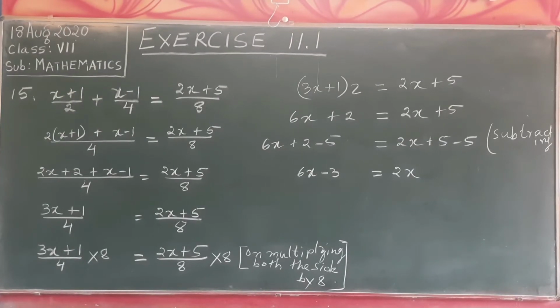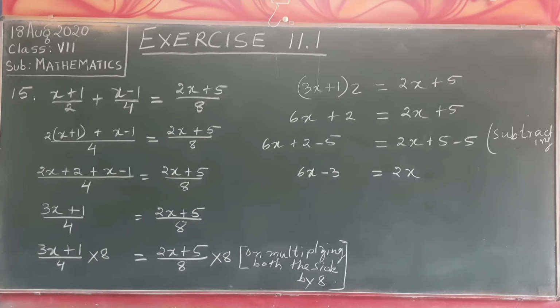Exercise 11.1. Let's begin from 15 today. Question number 15 says x plus 1 upon 2 plus x minus 4 is equal to 2x plus 5 upon 8. Here, if you see, 2 and 4 are the denominators on the left hand side of the equal sign. Let's find the LCM of this one. LCM of 2 and 4 is 4.